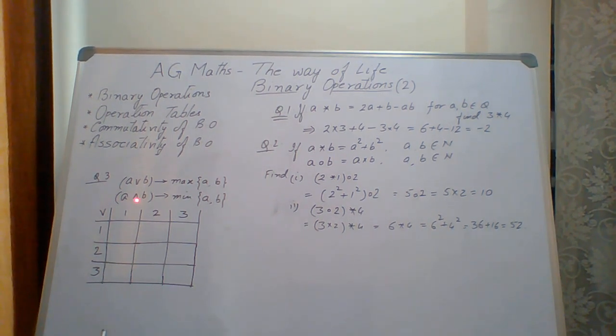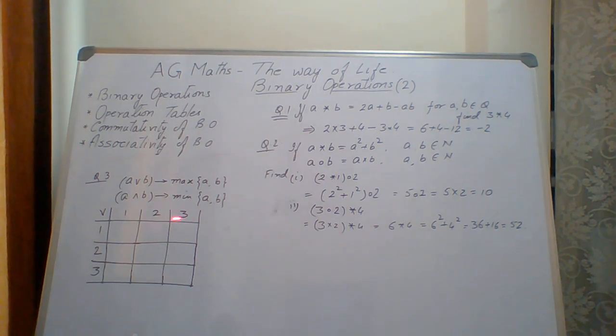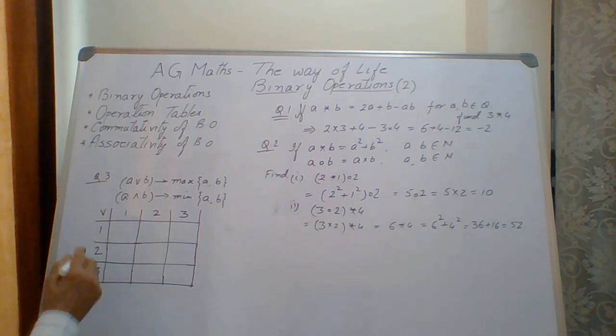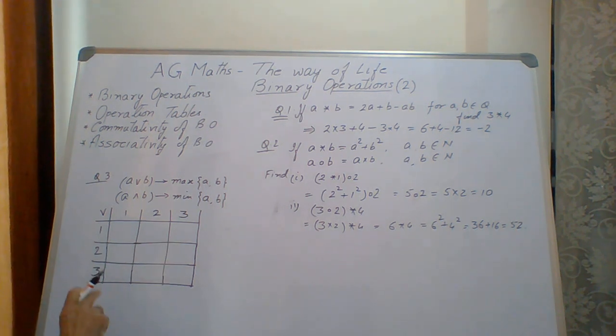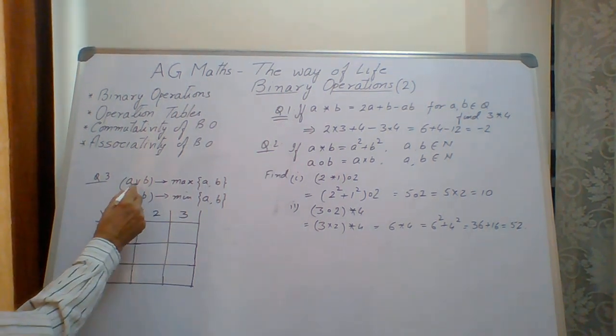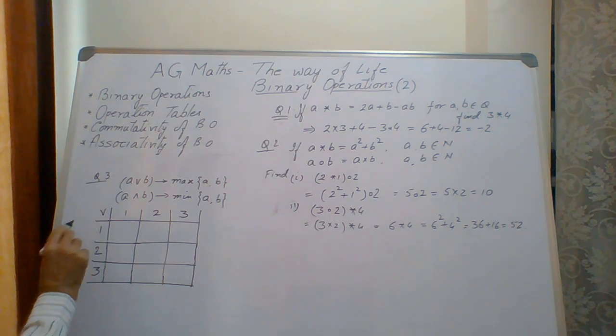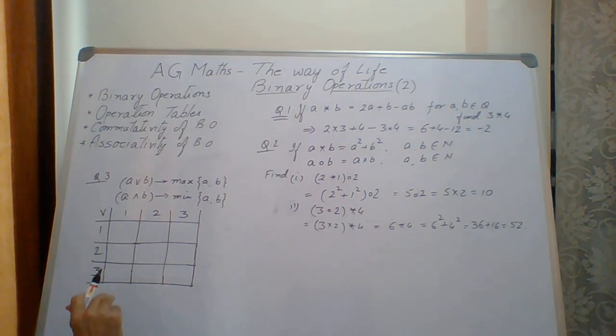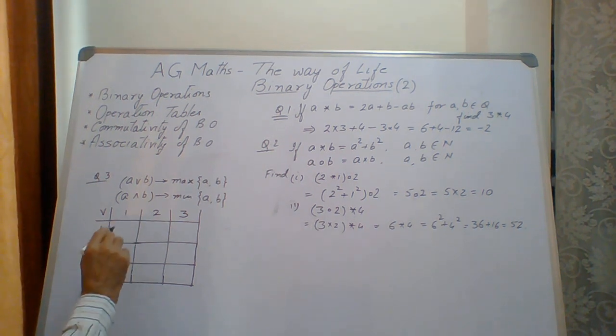Similarly, A binary B gives minimum of A, B. That means out of these two, there will be a minimum value as well. So let us take, for example, 1, 2, 3 as the natural numbers for writing this table. In writing the table, we normally design the table like this. Use the binary symbol at the left hand top corner and then select how many elements you are trying to compare for maximum and minimum.